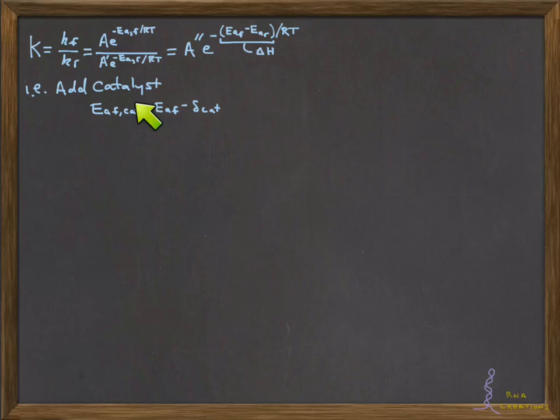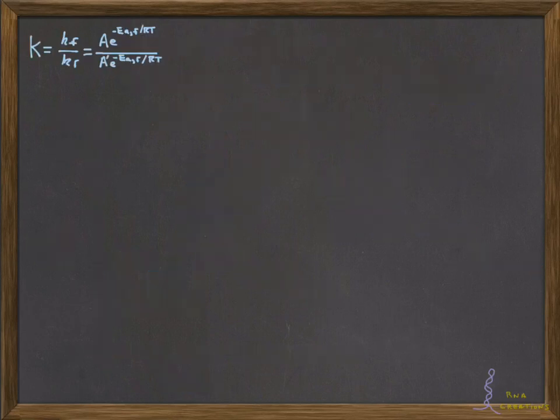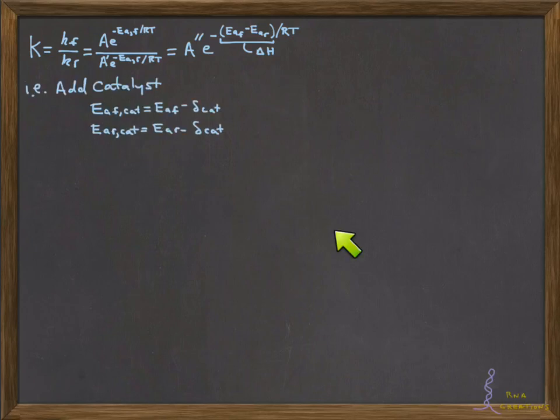What happens when we add the catalyst? Well, remember on the last slide that we showed that the activation energy is lowered. It's the uncatalyzed activation energy minus delta cat. We can go back and take a look at that, and so we can see that the activation energy in the forward direction is the old activation energy up to here minus delta cat. And the same thing will be true for the reverse reaction. It has subtracted from it the same delta cat term.